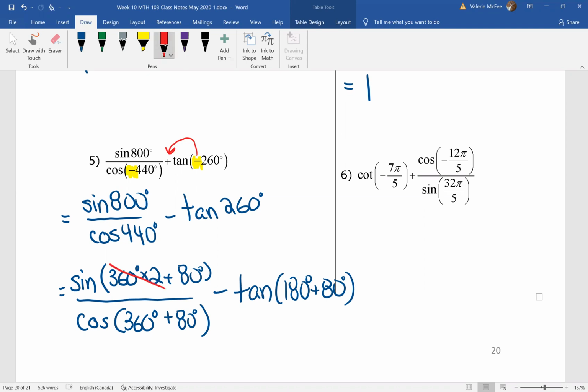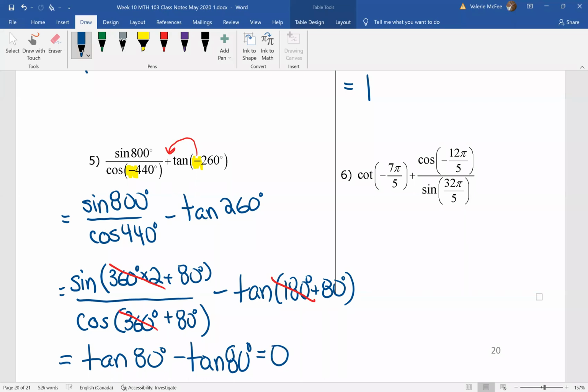So we can ignore the half circle or the full circles. Sine over cosine is tangent of 80 degrees minus the tangent of 80 degrees, which equals 0. Watch that again if you need to, and then try question 6.